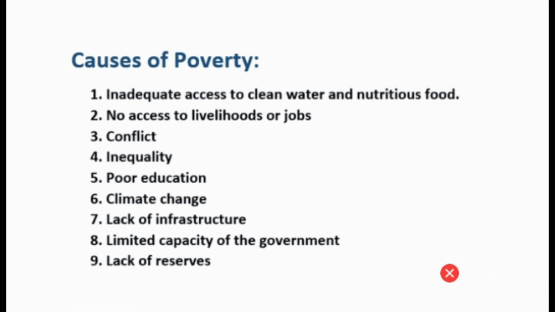More than 10% of the world's population live in extreme poverty. But do you know why? There are several reasons for poverty, such as inadequate access to clean water and nutritious food, no access to livelihood or jobs, conflict, inequality, poor education, climate change, lack of infrastructure, limited capacity of the government, lack of reserves.